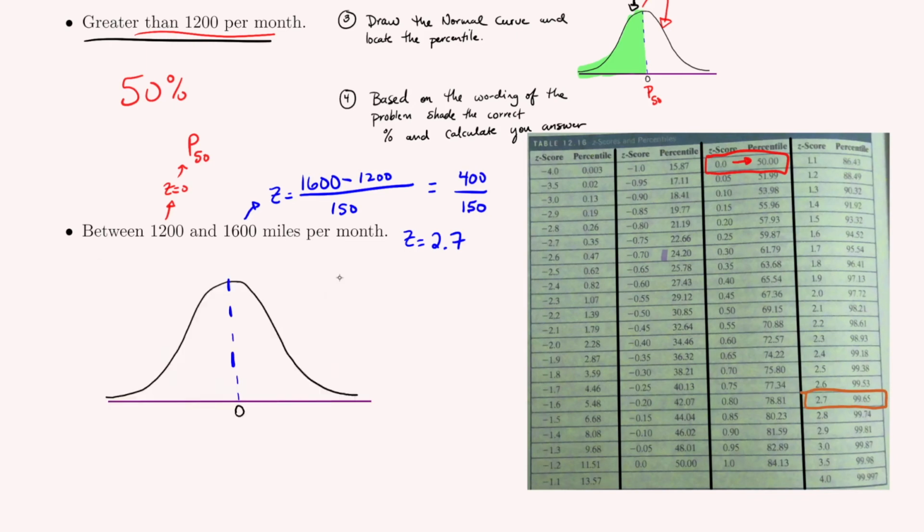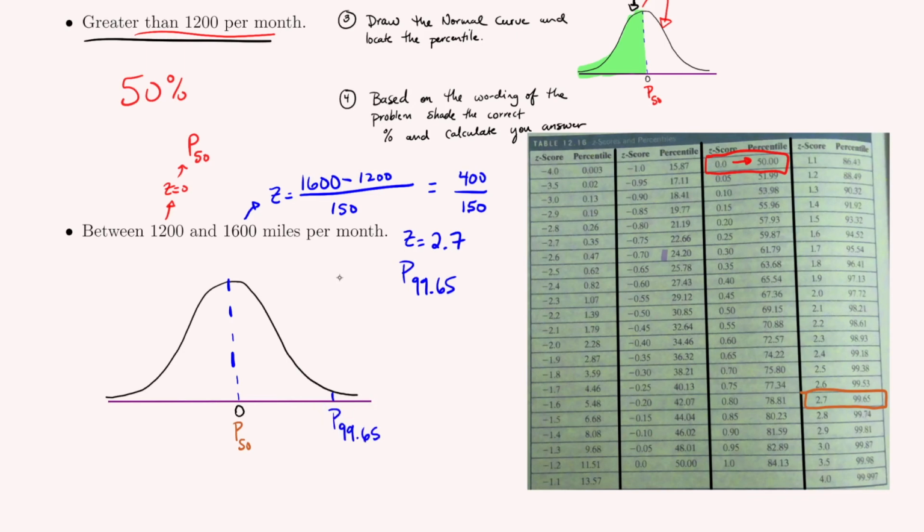So we know that for values that are 1,200, that corresponds to a z-score of 0, which is our 50th percentile. And then for values that are 1,600, that is a z-score of 2.7, which is in the percentile of 99.65. Drawing this on the graph would be somewhere at the very tail end of the curve, since it is greater than almost all the data values.